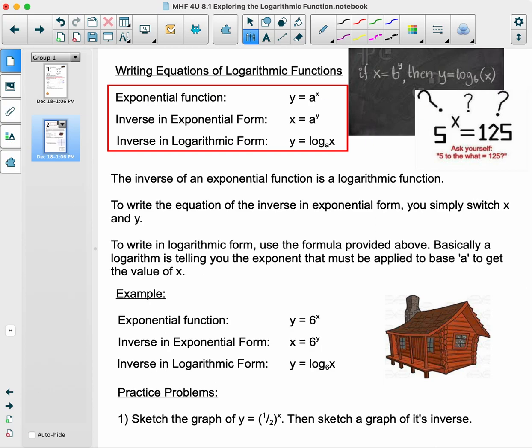Okay, now this is where you just have to trust me for a couple days until this all starts to make sense. So I just showed you the inverse in exponential form. You just switch x and y. So we know that you can do that. And the base of a logarithmic function can be whatever it wants, just like the base of an exponential function can be whatever. So you just have that a there for that reason.